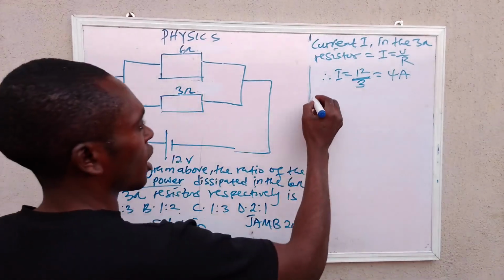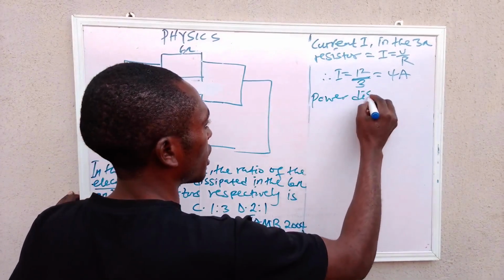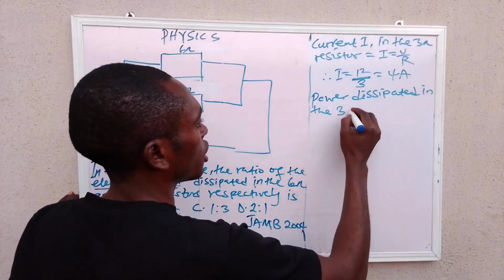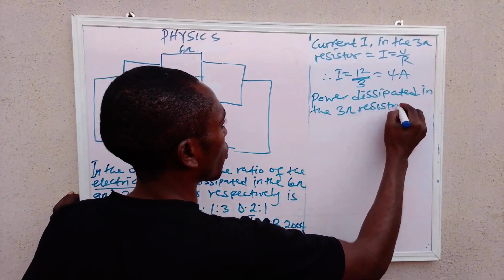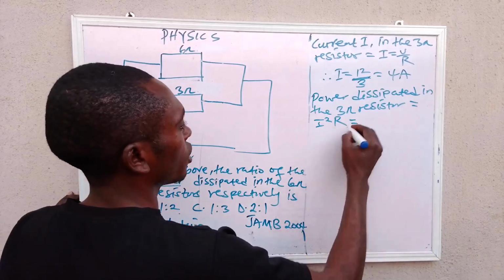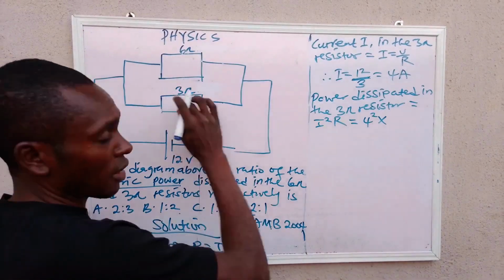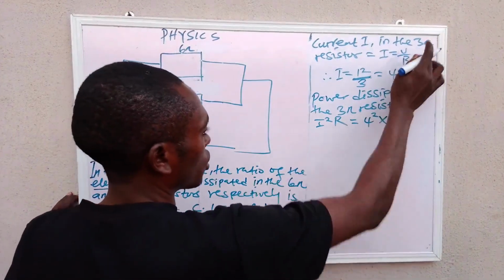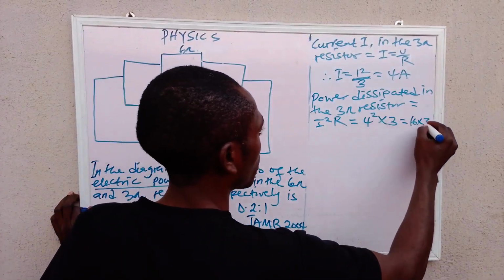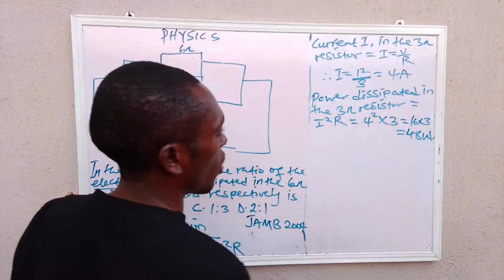Since we have calculated the current there, we need to calculate the power dissipated here. The power dissipated in the 3 ohms resistor is going to be equal to I squared multiplied by R. The I here is 4, squared, times the R. Don't forget this R is 3, because that's the resistor we are using. So 4 squared is 16, and 16 times 3 will give us 48. Power is measured in watts, so 48 watts.